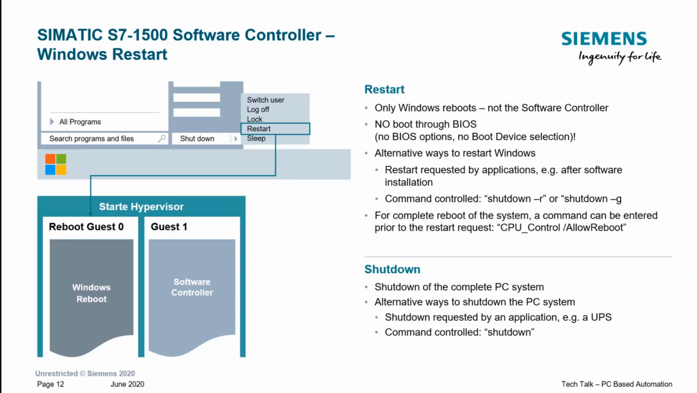So obviously the same thing applies for Windows updates, and the same thing applies if it unfortunately blue screens or crashes for whatever reason. Now, obviously this is helpful if we have a UPS in the system, and we can see at the bottom, if we trigger a shutdown from Windows, then it will take everything down and it will gracefully control the PLC as well. So a restart will just reboot Windows, but a shutdown will close the whole thing down and power it off.